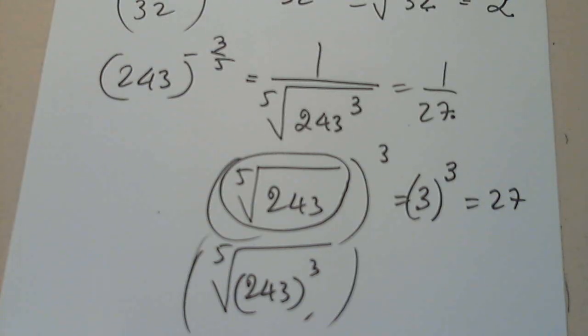Rewrite the expression in radical notation. Do not evaluate. Okay. Do they want just... I will put it in 1 over, and this is the 5th root of 243, and the power is 3. And after that, it's 1 over 27. Tricky.